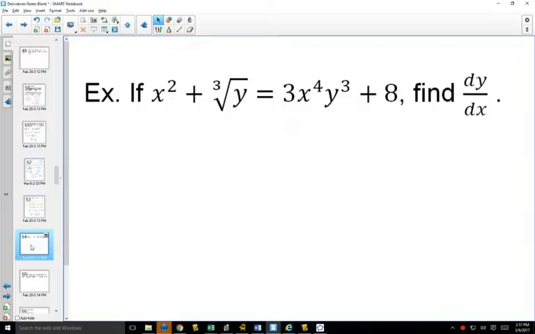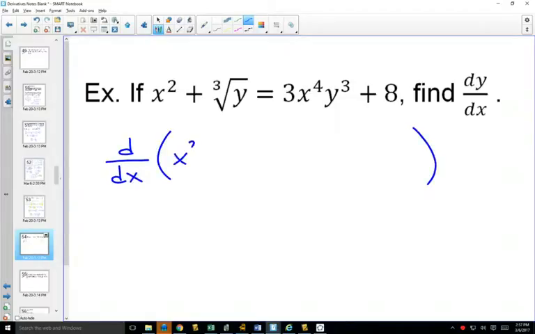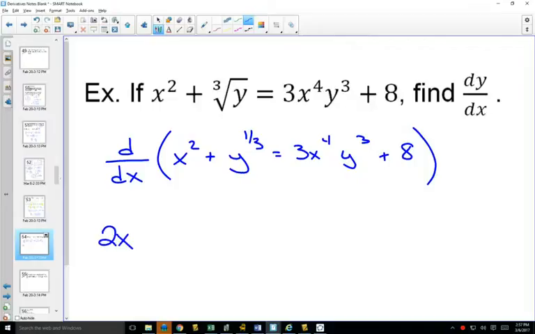So what we're going to do is take the derivative with respect to x of this whole thing. I'm going to change the cube root of y to y to the 1/3. So now the derivative with respect to x of x squared is just 2x. Whenever you have a y, we're just going to do the derivative like normal. So if I had a y to the 1/3, how do I do that derivative? The 1/3 would come out in front. I would subtract 1 from the exponent, and I would get 1/3 y to the negative 2/3.